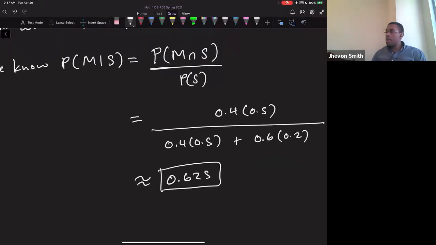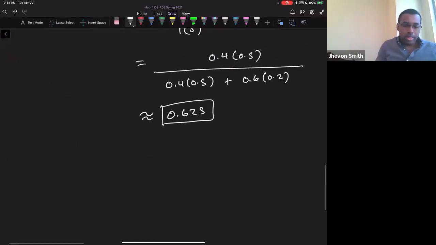So if I pick a smoker at random, what is the probability that I picked a male? 62.5%. So that's that. There's another way you could do this, of course.